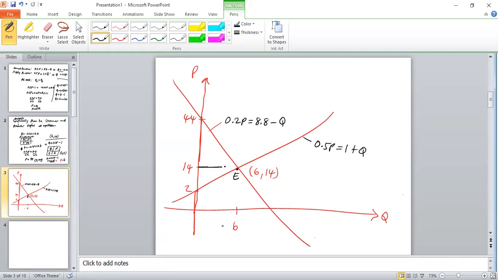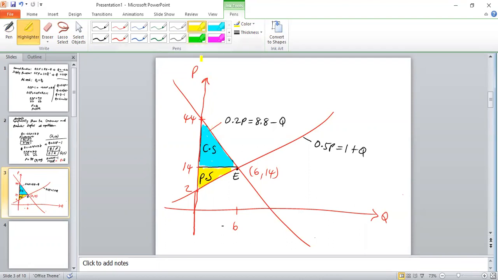Now you are labeling the areas. The one below is the producer surplus. The one on top is the consumer surplus. The one I've painted with blue is the consumer surplus. What I've done is just an illustration. The one below, in yellow, is the producer surplus. The one on top is the consumer surplus.